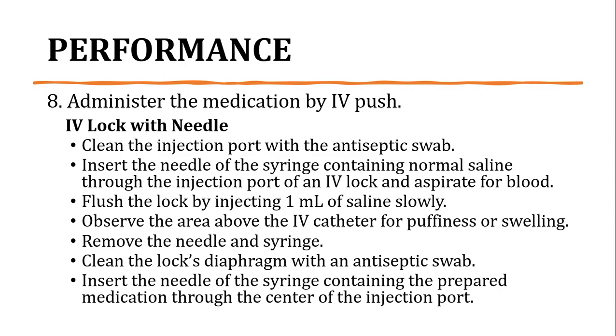yung needle or syringe na ginamit for aspiration of blood is after aspiration po ng blood is itatapon na yung syringe na yun. Iba po siya sa syringe na ginagamit for flushing of the saline to the IV lock. Iba po yun. Yung syringe na ginamit sa pag-aspirate ng blood is itatapon agad after the aspiration. Then, flush the lock by injecting 1 ml of saline slowly.